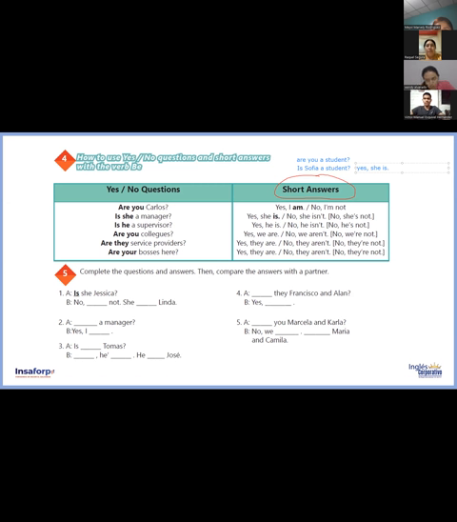Ok, vamos a completar the exercise. Okay, Raquel, me va a ayudar with the first one. Is she Jessica? Tenemos un no acá, right? ¿Qué nos hace falta? Veamos. Is. Ok. Bien, le vamos a agregar is. Pero algo más me hace falta. What else, guys? Algo más me hace falta. No nos olvidemos del sujeto. Si nos olvidamos del sujeto, tenemos problems with Mr. Grammar, right? No, she is not, right?